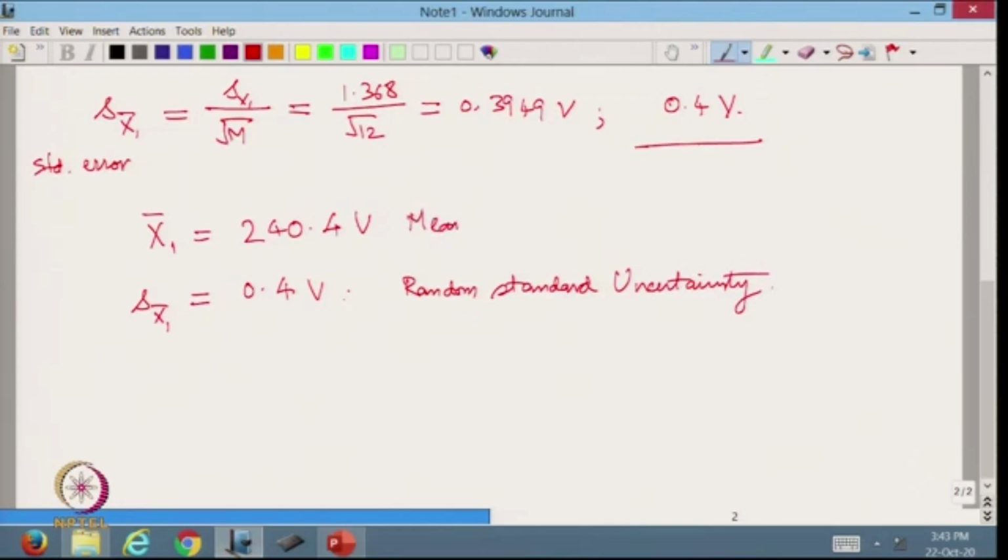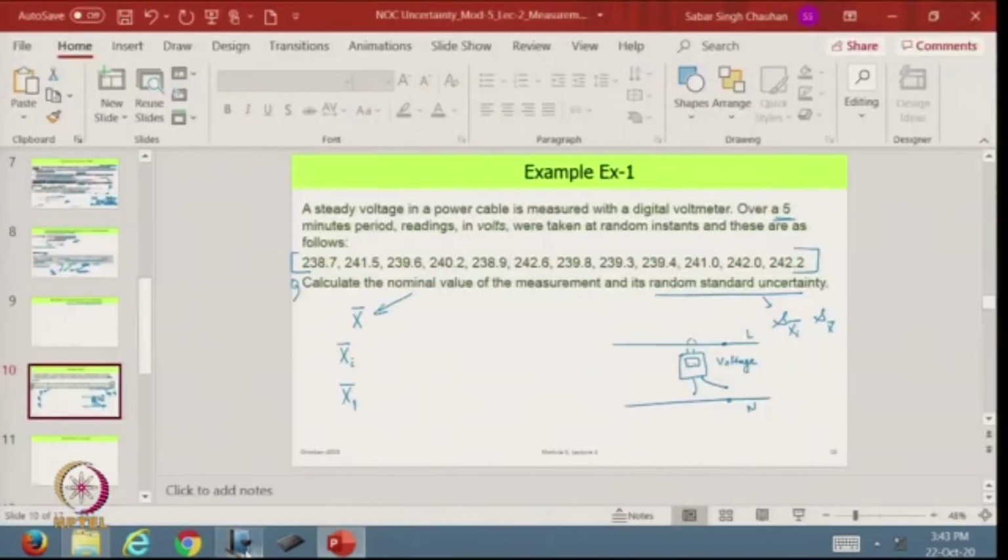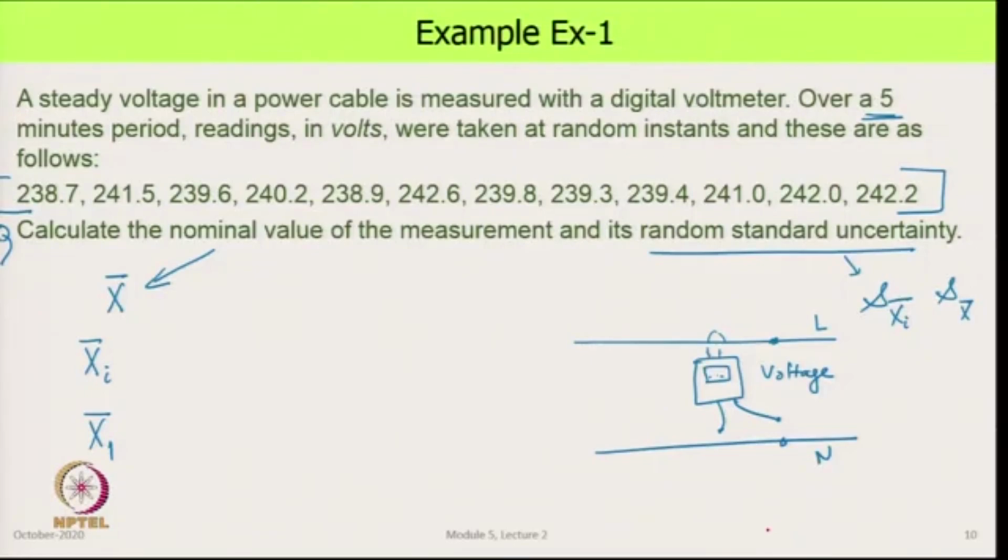This is the mean, or we may call it nominal value. So, that is the answer. Now, we come to the next example.